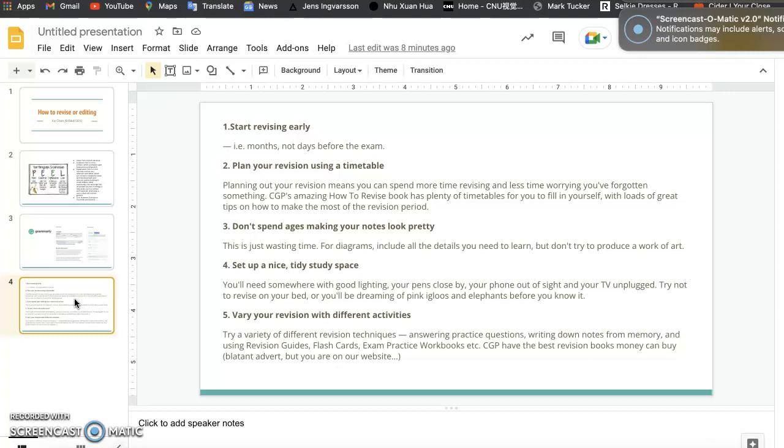And fourthly, set up a nice and tidy study space. You will need somewhere with good lighting, your pens close by, and you need to put your phone away so that you can concentrate on what you are studying.